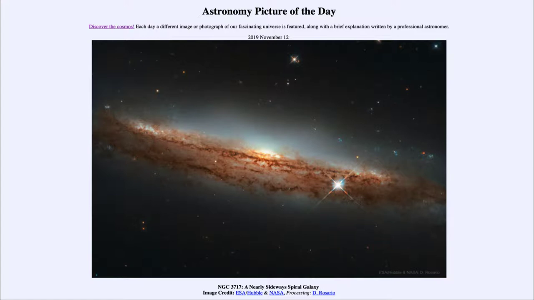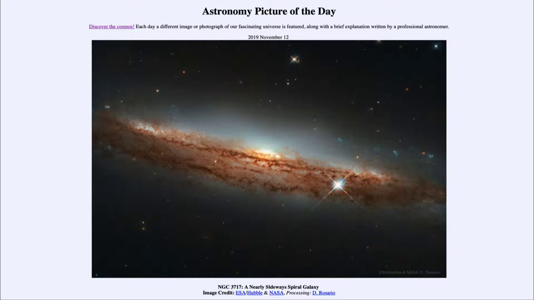One of the things that I like to do in each of my introductory astronomy classes is to begin the class with the astronomy picture of the day from the NASA website, that is apod.nasa.gov/apod. And today's picture for November the 12th of 2019, well, it is titled NGC 3717, a nearly sideways spiral galaxy. So what do we see here?